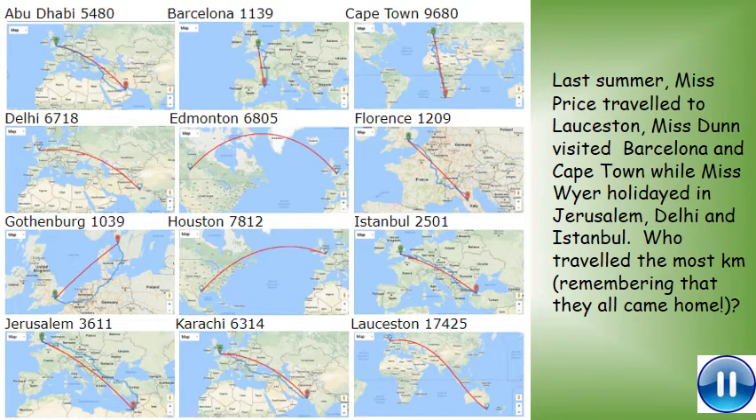Okay, this is super challenge time. This question is going to take far more than just 2 steps. Okay, so last summer, Miss Price travelled to Launceston. Miss Dunn visited Barcelona and Cape Town, while Miss Wire holidayed in Jerusalem, Delhi and Istanbul. If only these things were true.